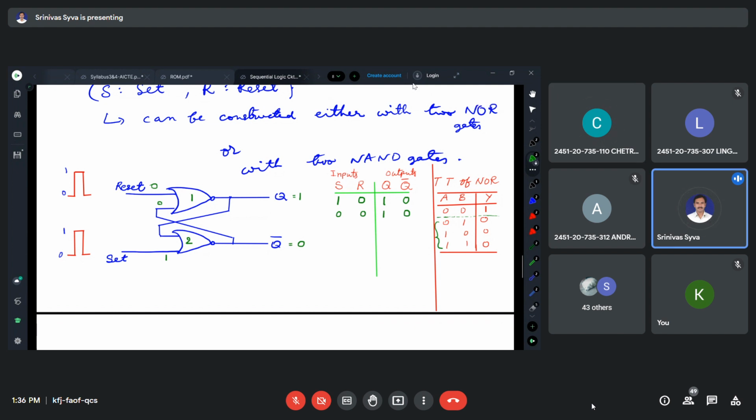Set means to set the output to logic 1. Reset means to reset the output to logic 0. Those are their intended functions. See, two persons are there, for example, a person X and another person Y.